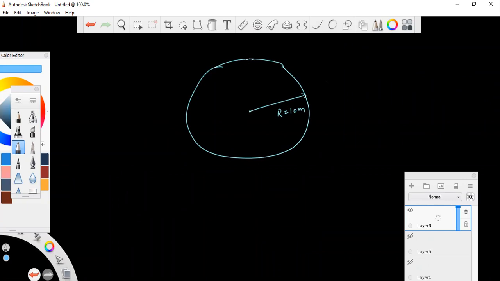Okay. Question is, this object is moving in this circle at a speed given as 20 rpm. This object is rotating in the circle, and the velocity at which it is moving is given as 20 rpm, and the object is moving in this direction.